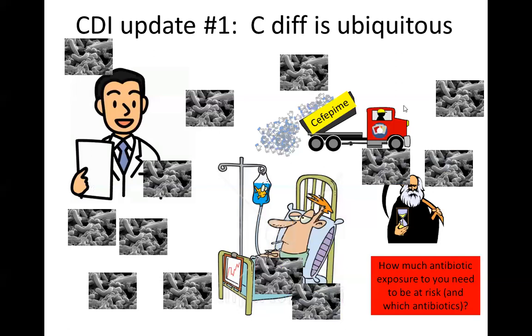Okay, so now that I've completely convinced you of all this, I want to tackle this. How much antibiotic exposure do you need to be at risk, and of which antibiotics? Is it really Father Time, super duper slow, before you get C. diff?